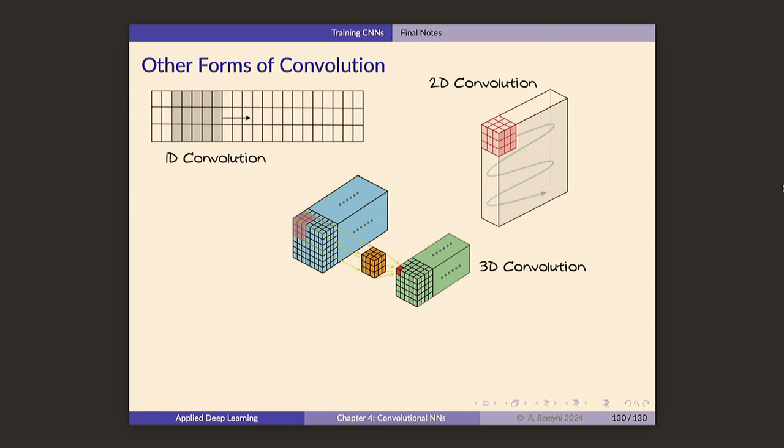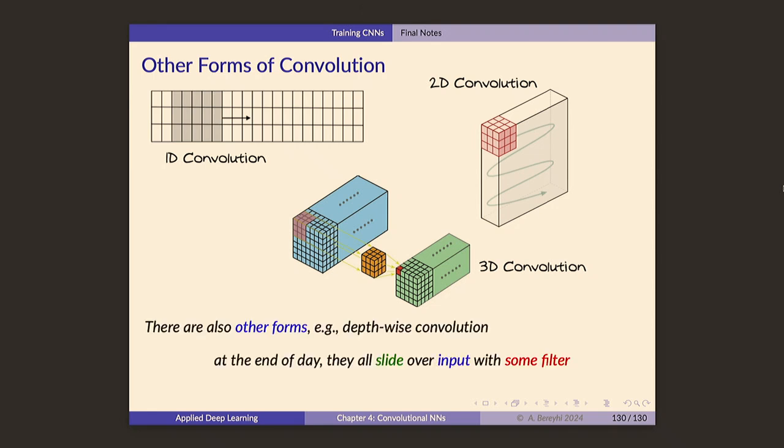There are other forms like depth-wise convolution, things like that, but they are not really important. As I said, the most important one is this two-dimensional convolution, which you use, and all of them you can always write down as a combination of a bunch of map-to-map convolutions. So that's it. This is over for chapter 4.